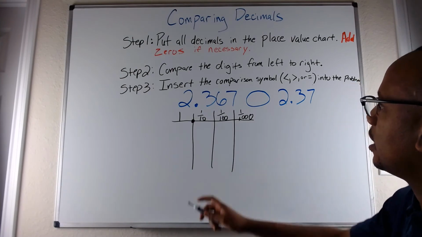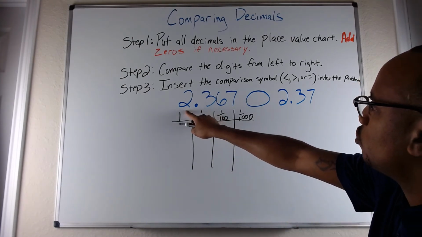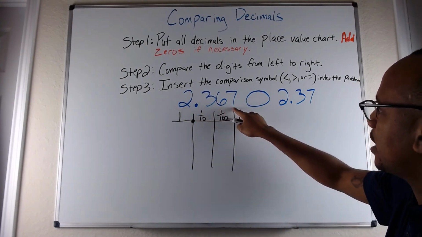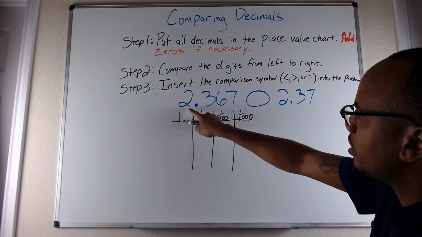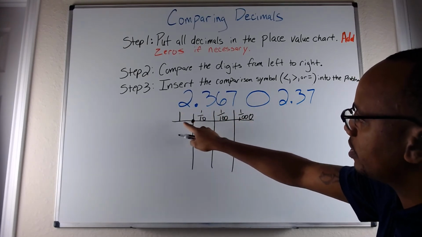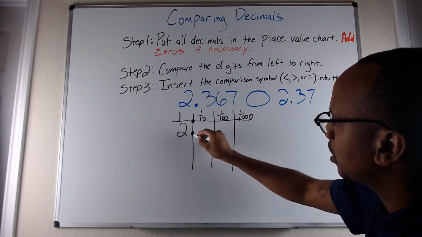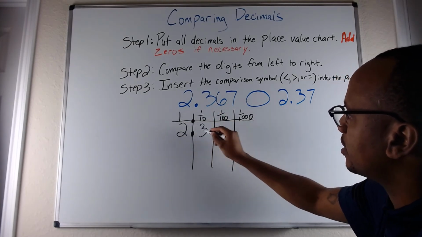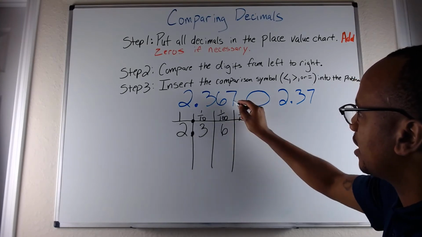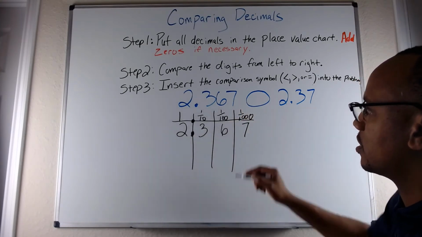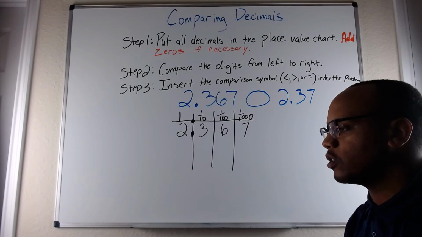All right. Now, 2 and 367 thousandths. 2 is in front of the decimal point, so 2 is in the ones place. 3 is in the tenths place, 6 is in the hundredths, and 7 is in the thousandths, right? So that's my first decimal.